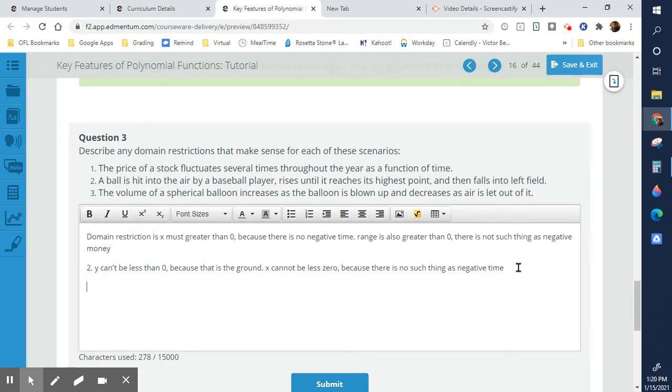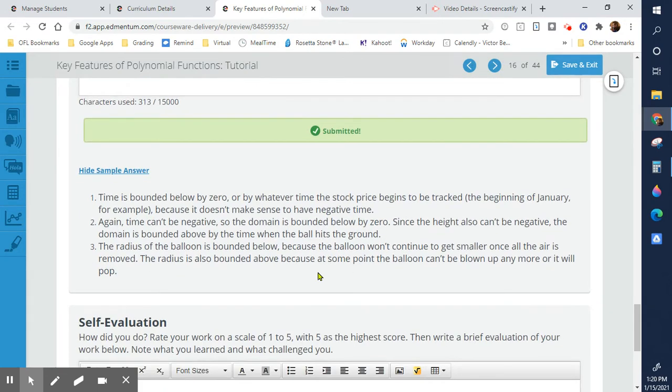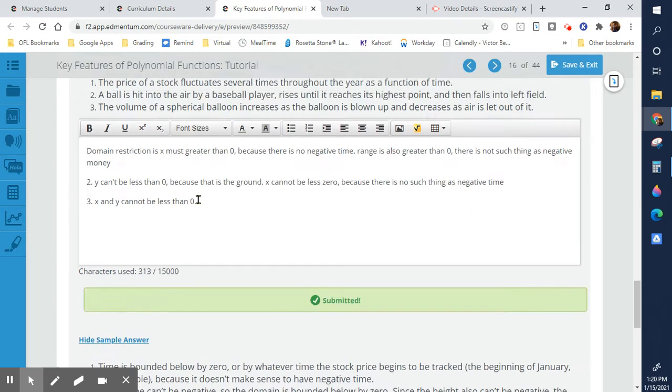Let's do volume. Increases and the balloon decreases. I feel like all of these are X and Y cannot be less than 0, so I'm just going to say that. X and Y cannot be less than 0. Let's see if they go into more detail. Time is bounded below 0. So basically the same thing. We can't do anything less.